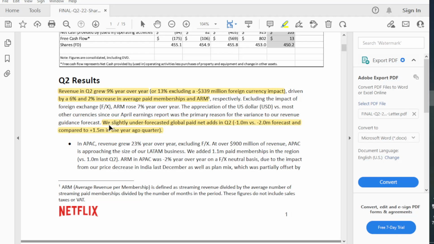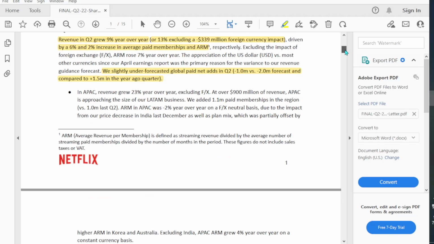So now they say we slightly under forecasted global paid net additions in Q2. Oh, you think? They said negative 2 million forecast in the last quarter's report, but we actually got negative 1 million. So, it still sucks. It just doesn't suck as much as they thought it was going to be. And this was actually compared to 1.5 million in the year ago quarter.